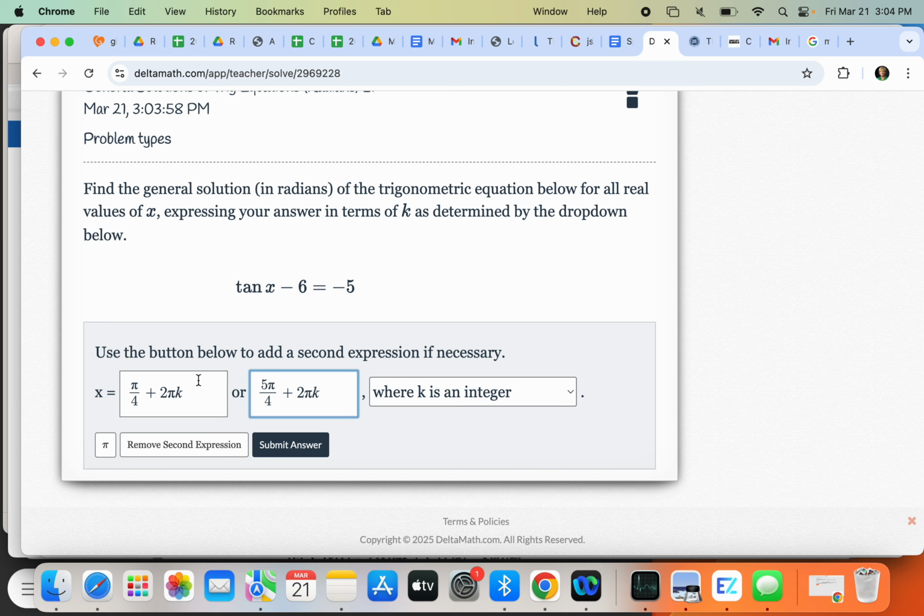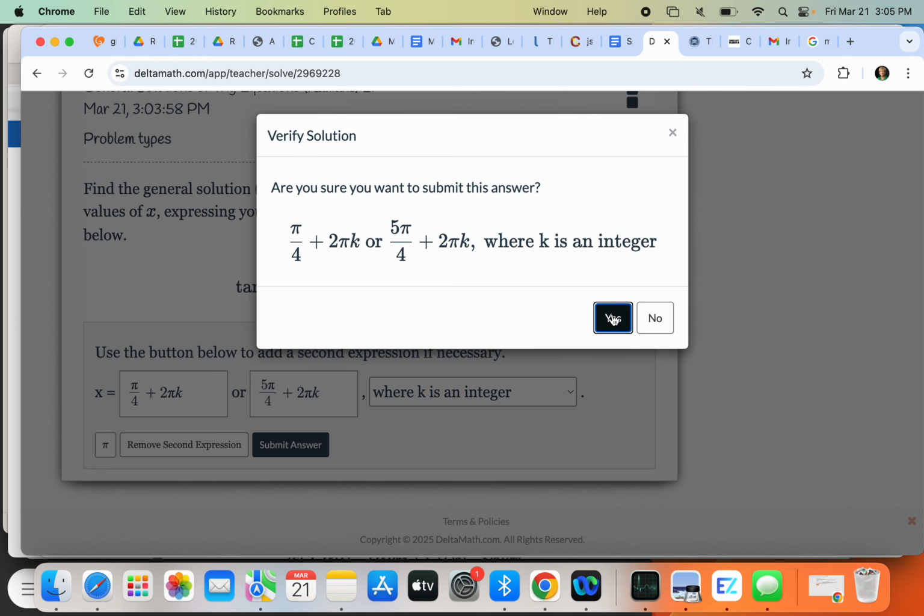There is another way to do this. Since the period of tangent is pi, you could just use this one and get rid of that too. But if you want to just keep adding 2 pi k, that'll generally work. Let's see what we got here.